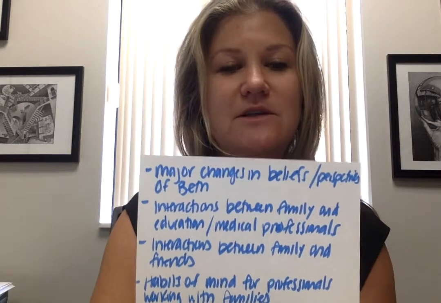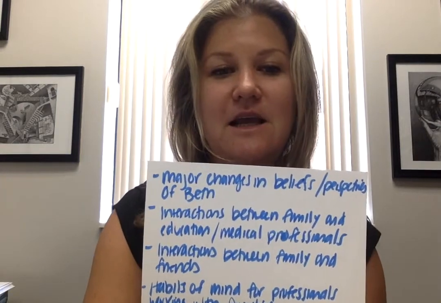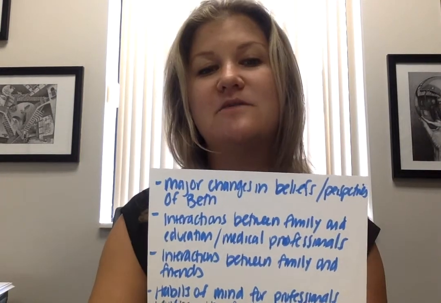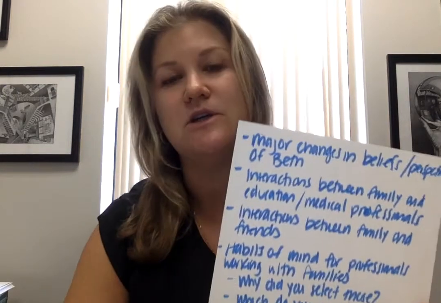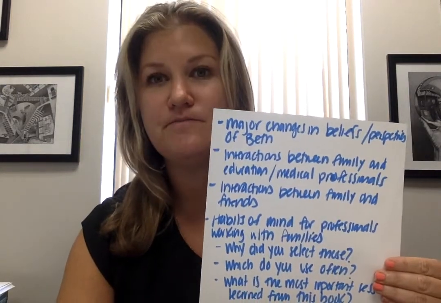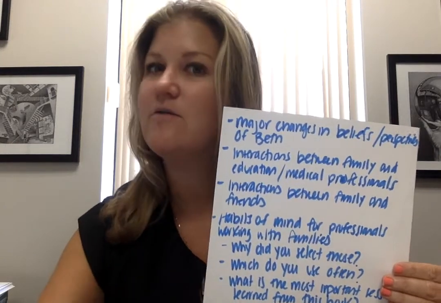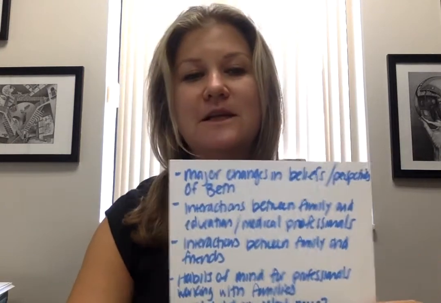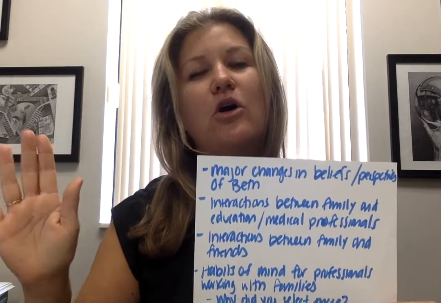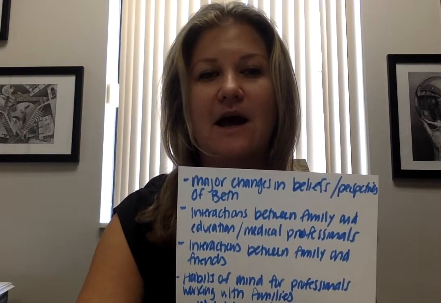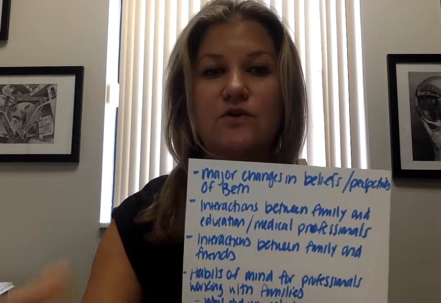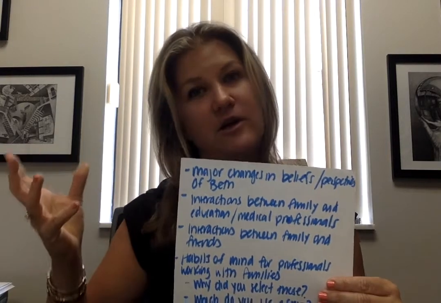Next, I want you to discuss major changes in beliefs and perspectives of Beth throughout the book. So Beth is the mother. She is writing the book from her point of view, but also assumes the point of view of others at times. So please think about how her perspective is changing as the process is going on, and how her beliefs are changing also. So you're going to look for turning points.